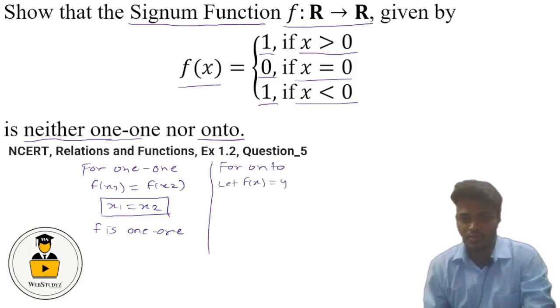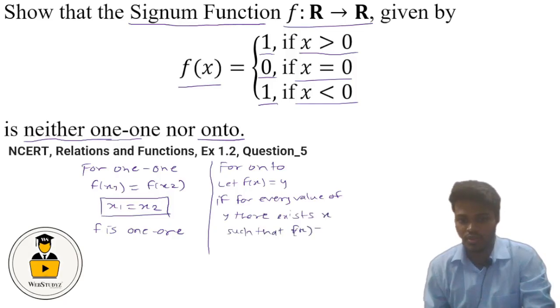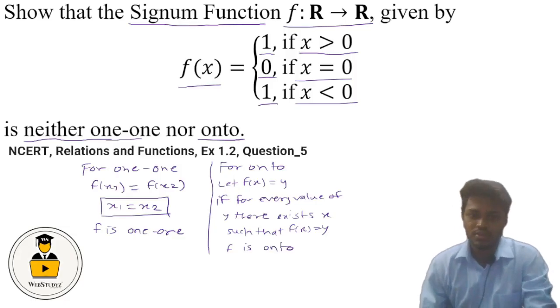Similarly, for an onto function, we assume that f of x equals y, where y belongs to the codomain. If for every value of y there exists an x that satisfies the condition that f of x equals y, then we can say that the function f is onto. So let us check whether the given function satisfies this condition or not.